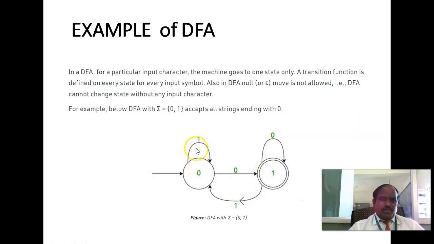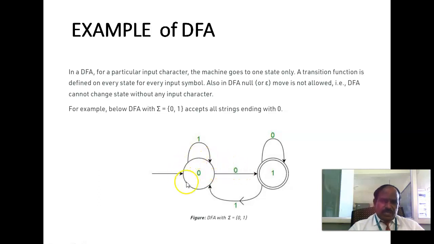The following diagram shows an example of a DFA, which accepts strings ending with 0. So what are the inputs? We are giving the input symbols 0 and 1 to the finite automata. This finite automata accepts all the inputs containing 0 and 1 which end with 0.